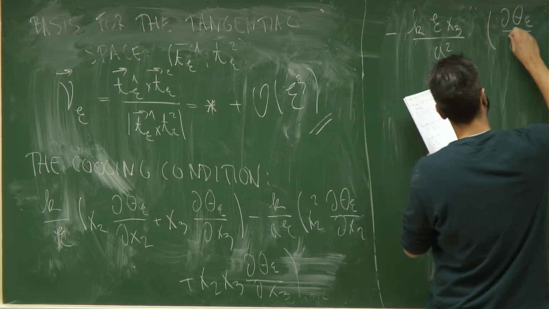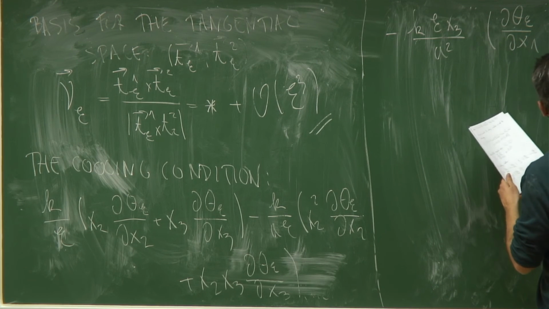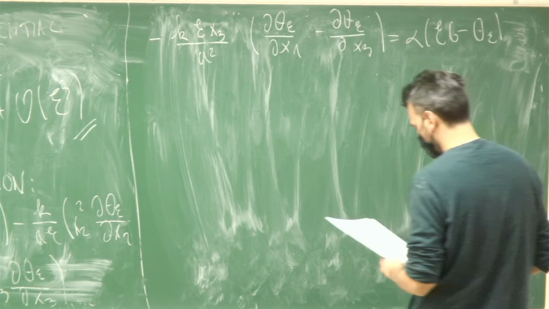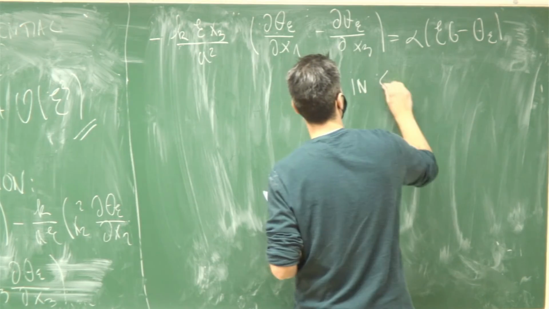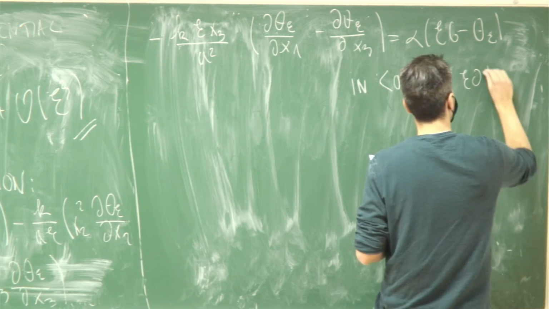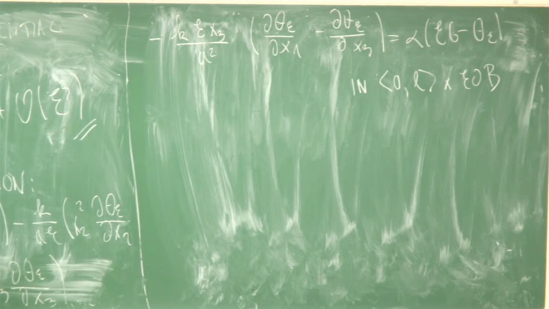the epsilon over x1, minus d theta epsilon over x3 is alpha epsilon g minus theta epsilon. So this is the complete cooling condition, and it's given in 0L times epsilon times the boundary. Okay, so basically this is the whole setting that you need to introduce.